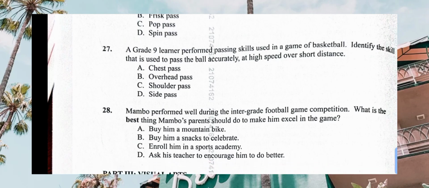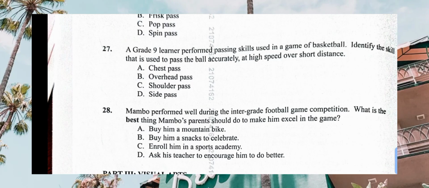Then grade 9, learner performed passing skills used in a game of basketball. Identify the skill used to pass the ball accurately at high speed over long distances. Accurately, high speed over long distances. There are just some keywords to check on there.